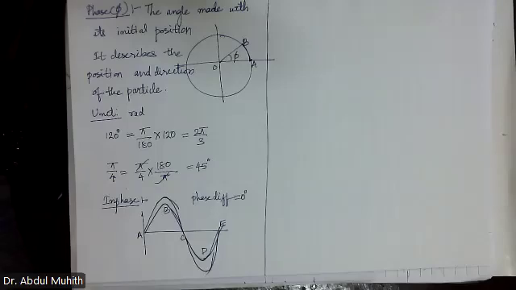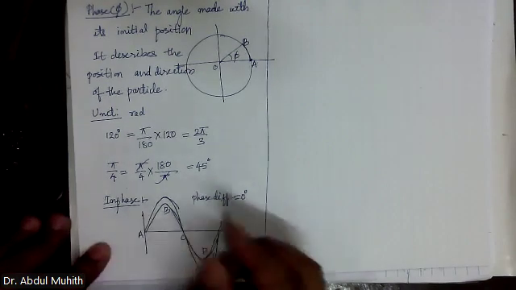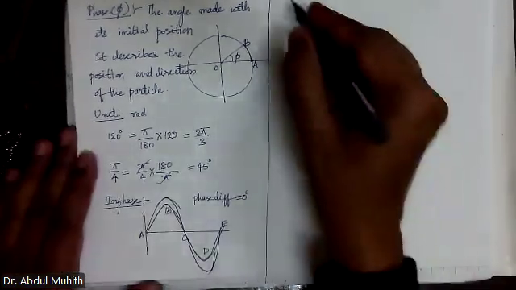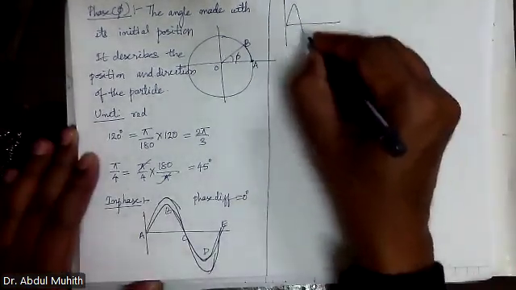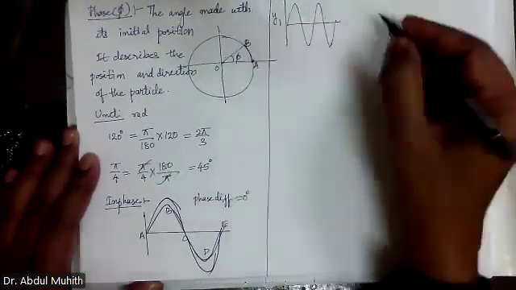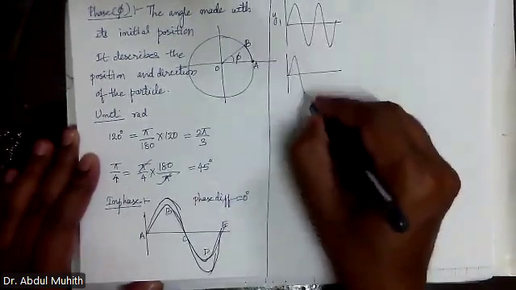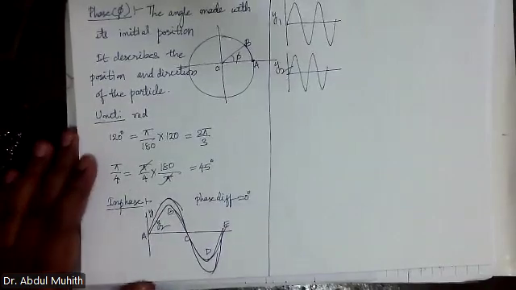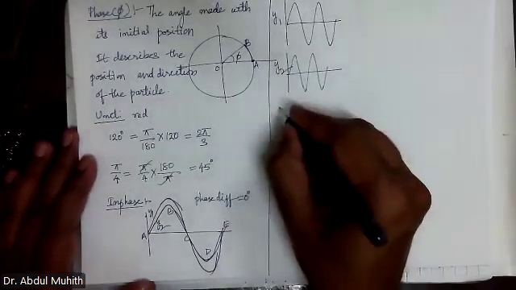You have planned for the day. Like 8 o'clock, you are going to do this. 9 o'clock, you are going to do this. 10, 11, 12, you have fixed the whole day plan, and you stick to the time perfectly. That means you are in phase. Is it clear? Suppose the two waves are there, y1 and y2, like this. The phase difference is how much? 0 degrees.